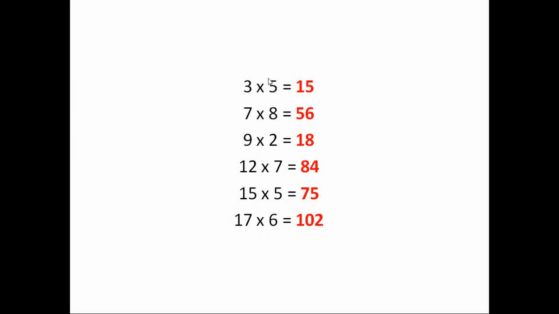So here we are multiplying the two numbers to get 15. So 15 is a multiple of 5 and 3, we can say. And 3 and 5 are the factors of 15, we can say. So here 15, 56, 18, 84, 75, 102 are all the multiples of these given factors, or the numbers. Clear?